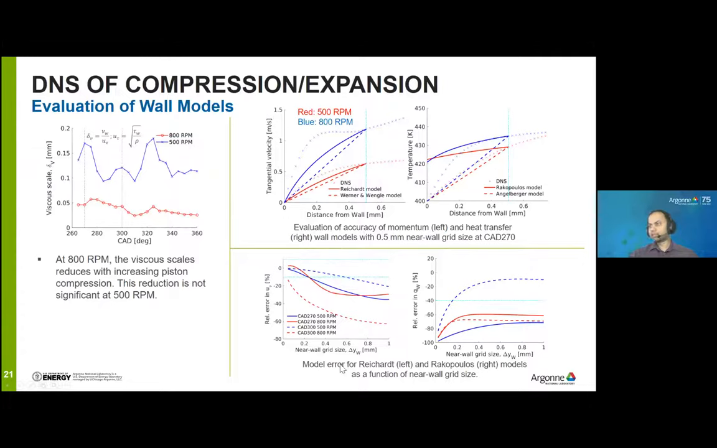And again, this is quantitatively shown here. Basically, I'm showing the error in predicting the shear stress as a function of near wall grid sizes. If you have grid sizes below 0.25 millimeter, the errors are within plus or minus 10%, but with a typical grid size of around 0.5 to 1 millimeter, the errors are above what is expected. And similarly for the heat transfer models as well, that's what you see.